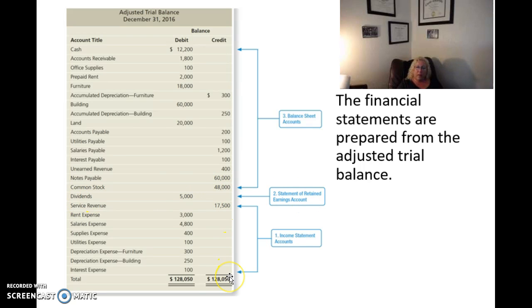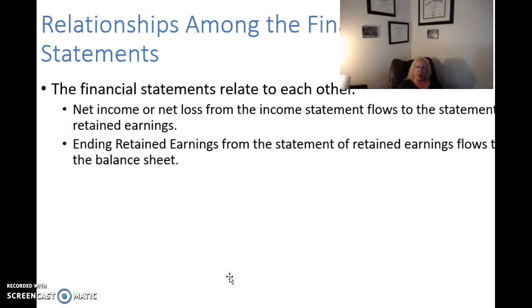Okay, let's go to the next slide. So the financial statements, they do have a relationship to each other. They're connected. And because they're connected, they have to be completed in a specific order. If you try to complete them out of order, you will end up missing information because you didn't prepare the other financial statement that you should have prepared first.